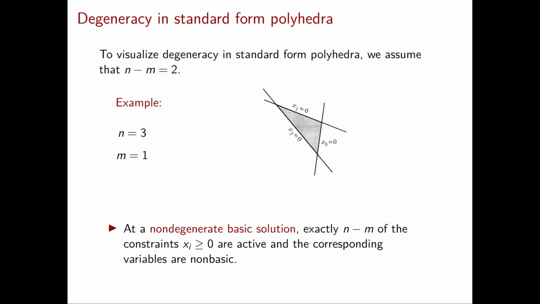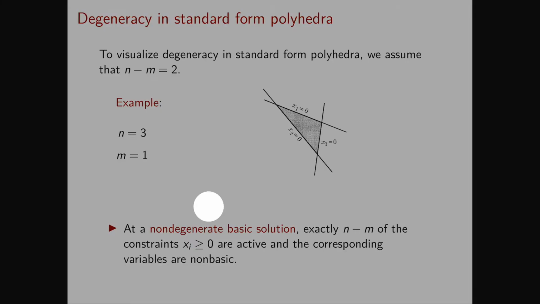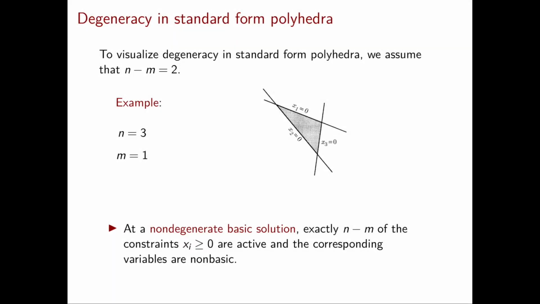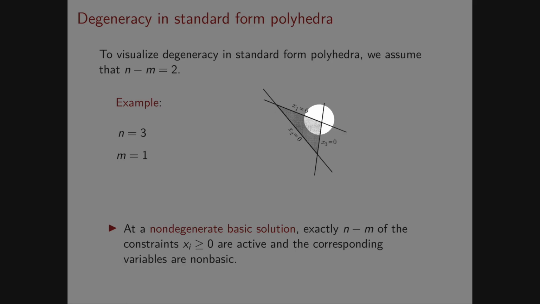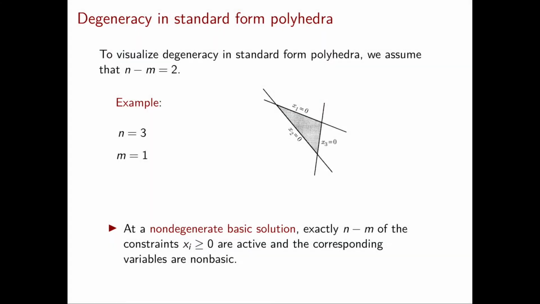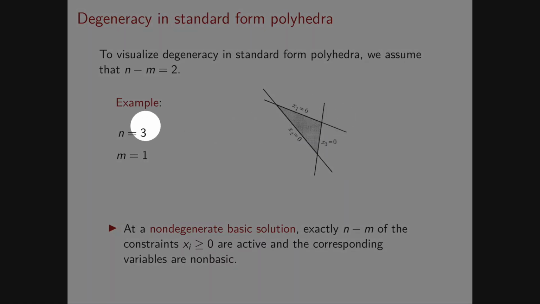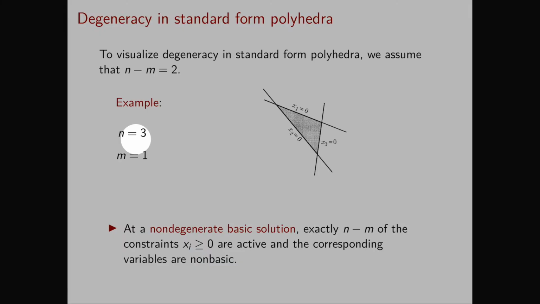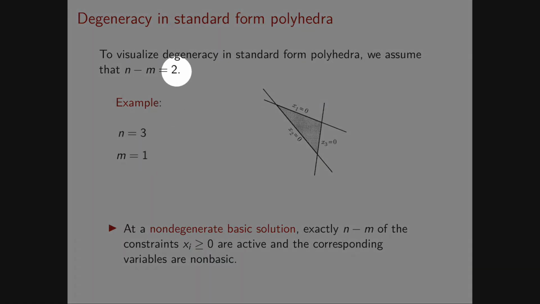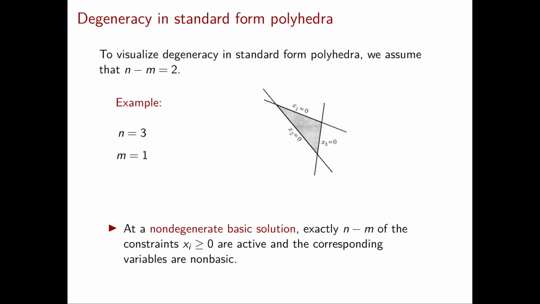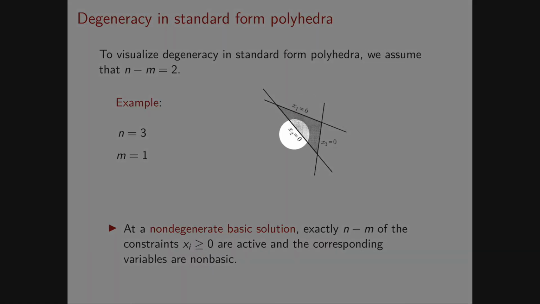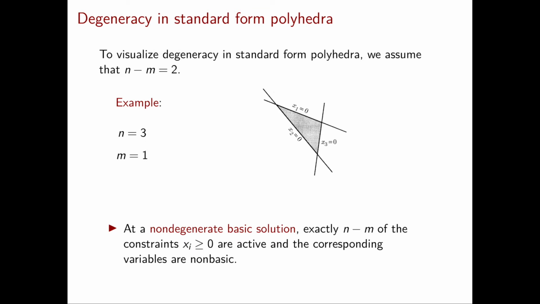Next, I want to visualize degeneracy in standard form polyhedra. To do this, we assume n minus m equal to 2 so that we can visualize these problems in dimension 2. Here we have a very simple example, where we have 3 variables and 1 equality constraint. In fact, n minus m is equal to 2, so we can visualize it in the plane, and we have the 3 non-negativity constraints xi greater than or equal to 0, which then give rise to a triangle.